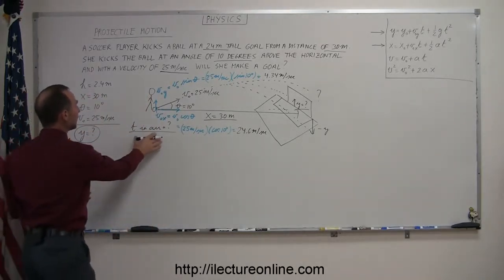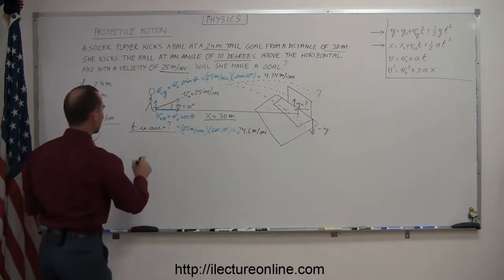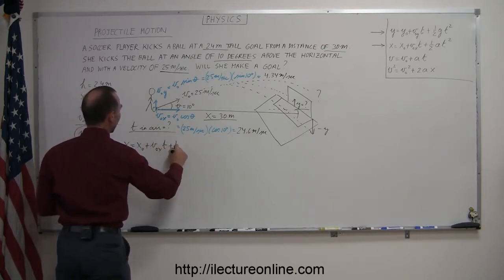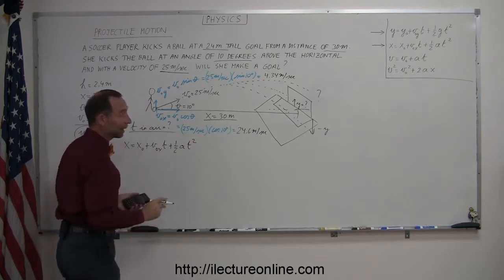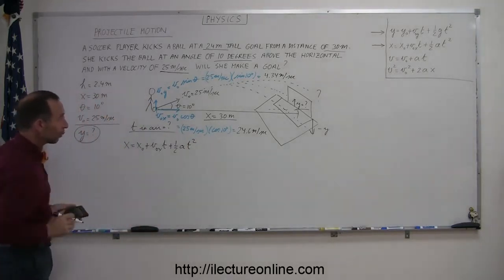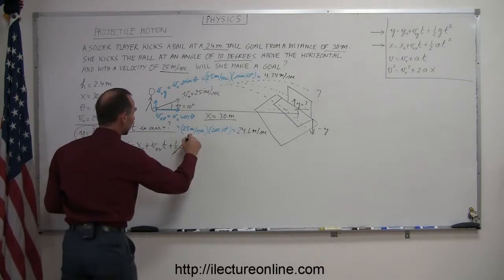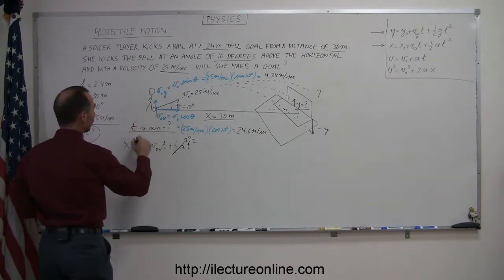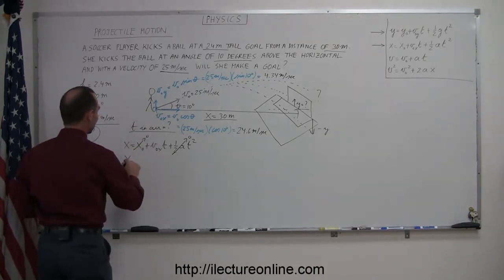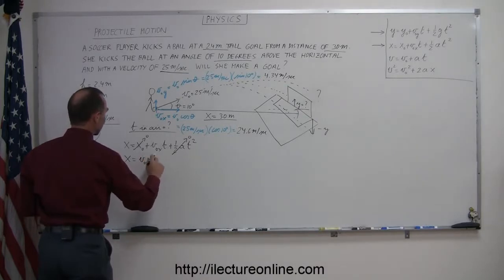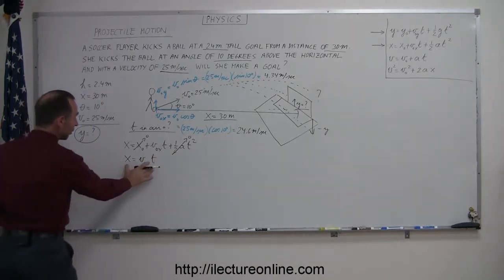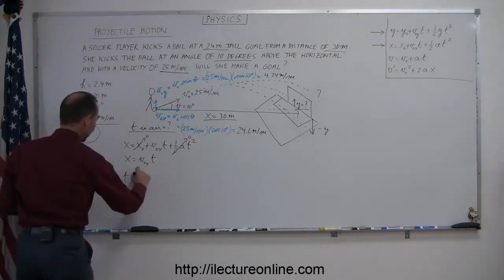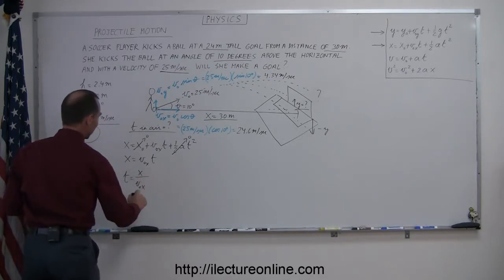All right, time in the air. We're going to use the horizontal component, so we write x equals x sub naught plus v sub naught in the x direction times time plus 1/2 at squared. In this case, there are no forces acting in the horizontal direction, so there's no acceleration in the x direction. The initial distance we can assume to be 0 at time equals 0, so this equation becomes x equals v initial in the x direction times time. Solving for time, dividing both sides by v initial in the x direction, t is equal to x divided by v initial in the x direction.